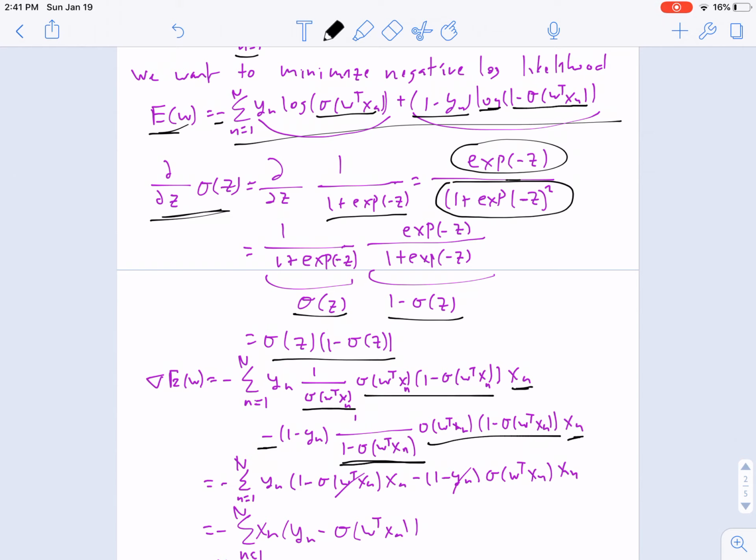So now we can do a little bit of cancellation here. First we see these two things cancel, sigmoid on the bottom, sigmoid on top, and then 1 minus sigmoid on the bottom and 1 minus sigmoid on top will cancel out.